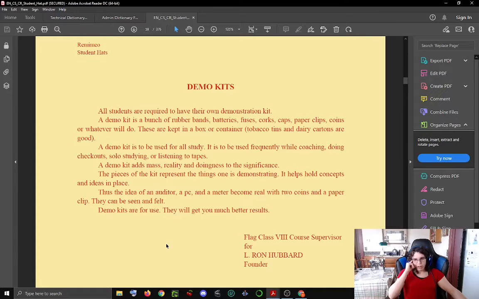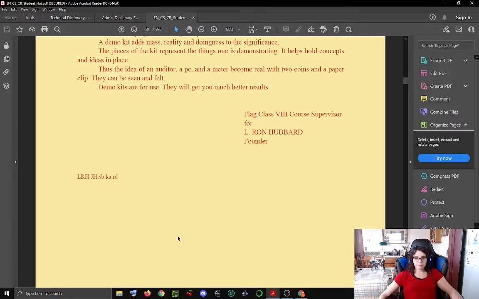Thus, the idea of an auditor, a PC, and a meter become real with 2 coins and a paperclip. They can be seen and felt. Demo kits are for use, and they will get you much better results. This is Flag Class 8's course supervisor for L. Ron Hubbard.